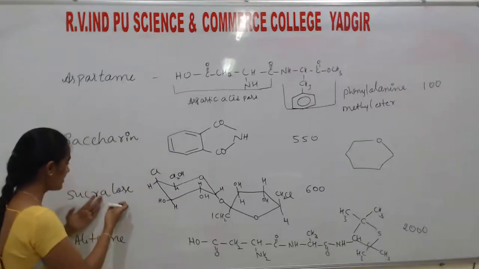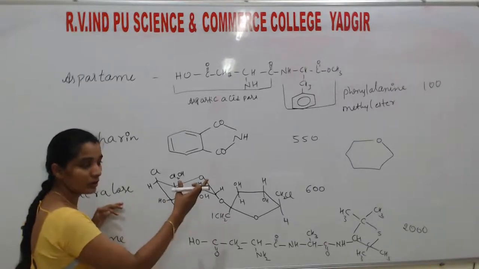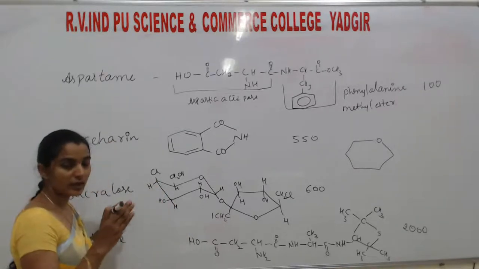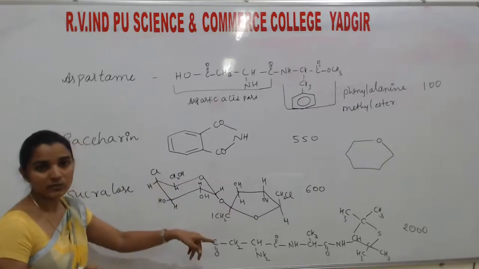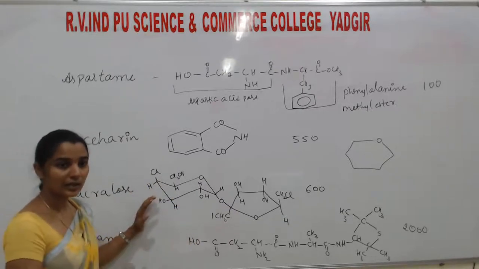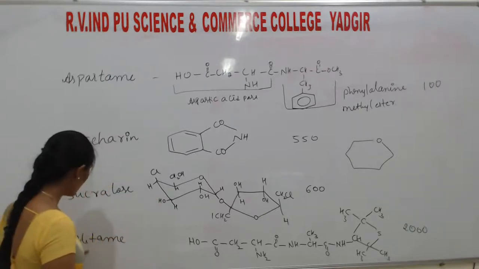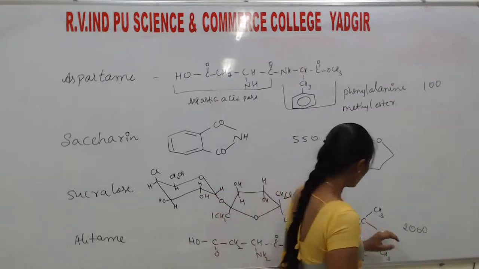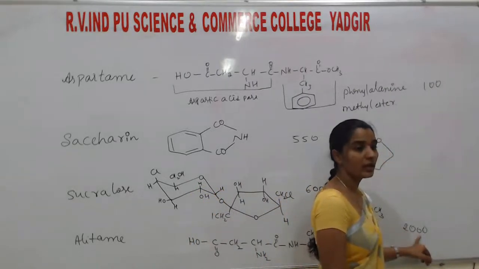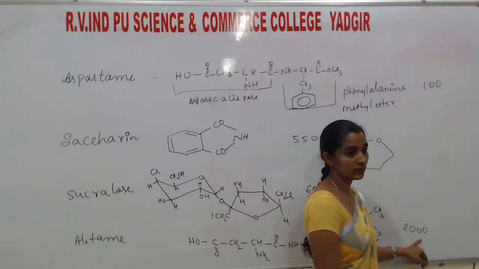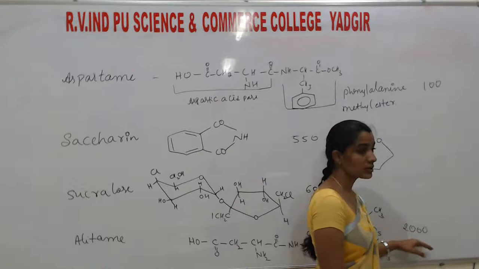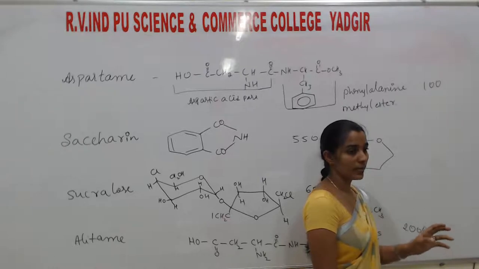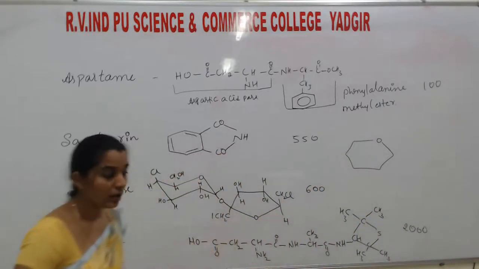Understand? So the best example is this one, sucralose, made up of both glucose and fructose. But here, while writing the structure of glucose and fructose, there are no Cl atoms. But here Cl atoms are there. Slightly different arrangement in the atoms. Among the students, this is so much sweet, 2000 times sweeter than a normal sugar, that is sucrose. Normal sugar is sucrose. It is 2000 times sweeter, which means if you add one pinch, that is enough. Understand?